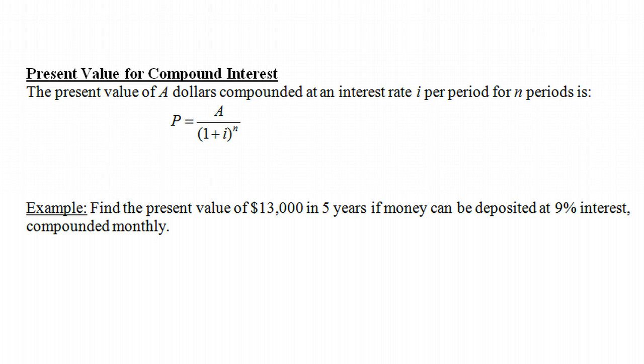In this video, we're going to talk about present value for compound interest. Now, normally with compound interest problems, we're given an initial amount of money, the interest rate per period, and the total number of periods, and we're asked to calculate the future amount. So remember, the formula was A is equal to P times (1 plus I) to the N. In other words, if we know P and I and N, we can find A, the amount in the future.